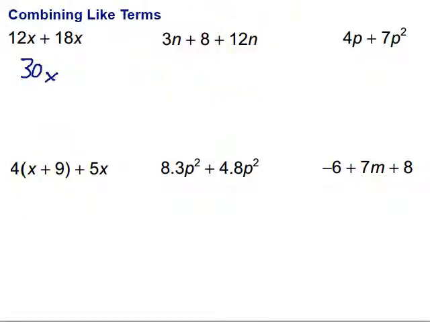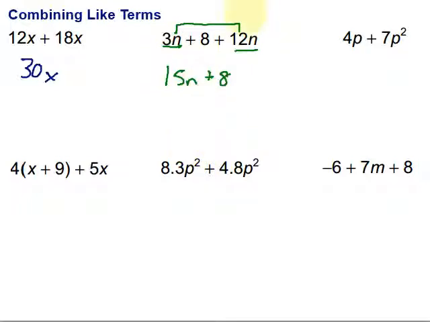Let's take a look at this next one. Now in this one, we have a 3n here and a 12n there and an 8. Well, the 8's not a like term because it doesn't have the n with it. So we can combine the 3n and the 12n. That's going to give us 15n. And then the 8 just comes right along. We can't combine that with the 15n.